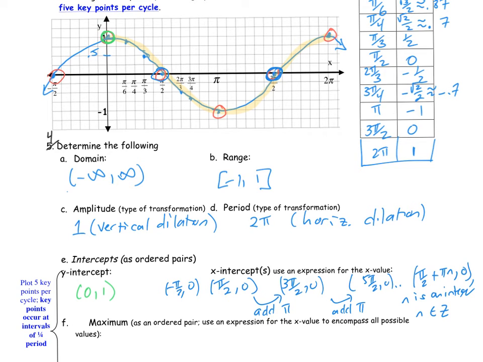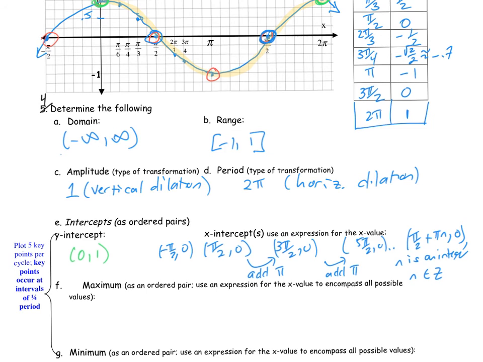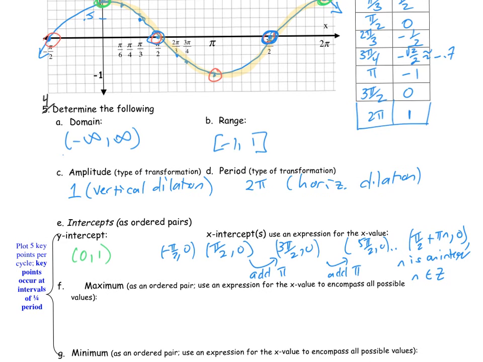Okay, maximum values. So we've got actually two maximum values shown. We've got the y-intercept and this point at 2 pi, 1. So I'm going to list a couple of maxima values. So I've got 0, 1, and then we have 2 pi, 1. So to get from one to the next, we add 2 pi. So if I wanted to get another one, I could add another 2 pi, which would be 4 pi, 1.